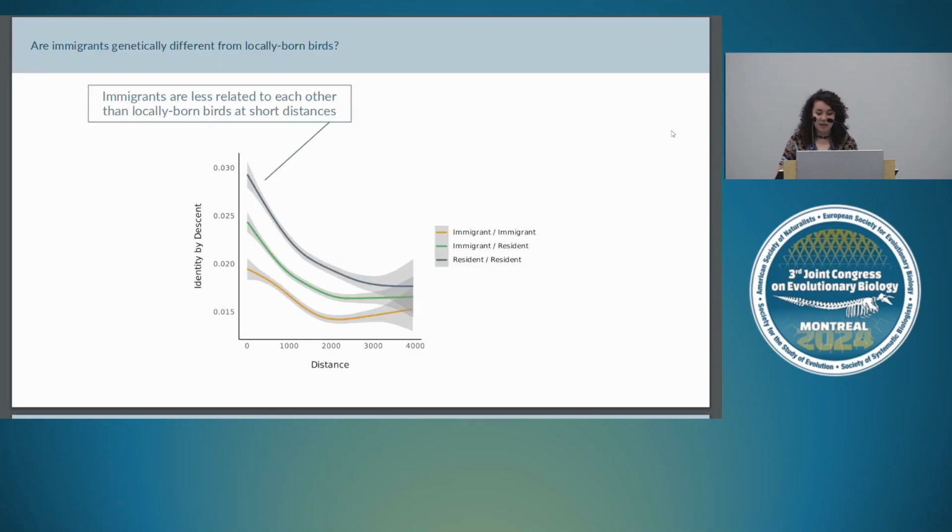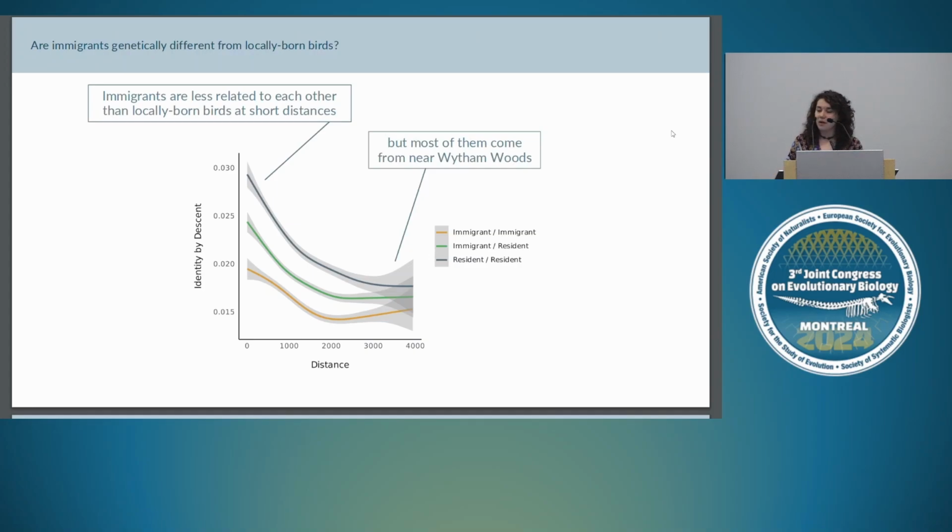So in this case, I am plotting again the isolation by distance pattern, but splitting it between the three categories: immigrant-immigrant, immigrant-resident, or both residents. And what I see is that immigrants are less related to each other than residents, which is what we expect, nothing new. Because immigrants can come from the east, from the west, they will share less genetic ancestry than those that are from the population. But that disappears a bit at the end.